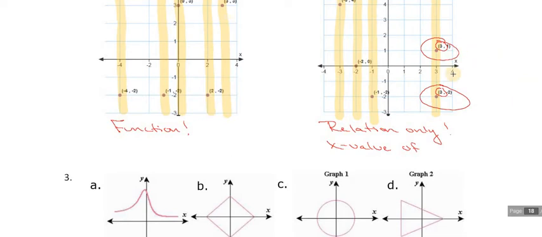All right, so this is only a relation because the X value of 3 has more than one Y value.